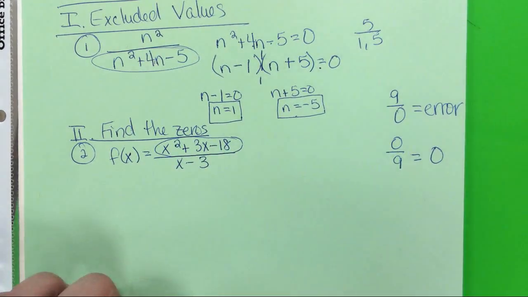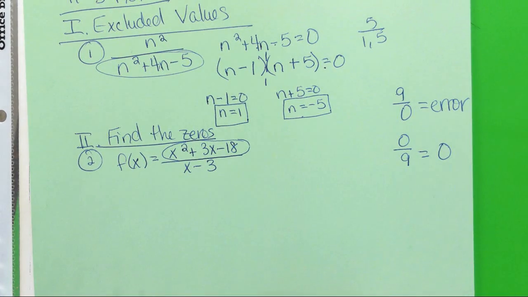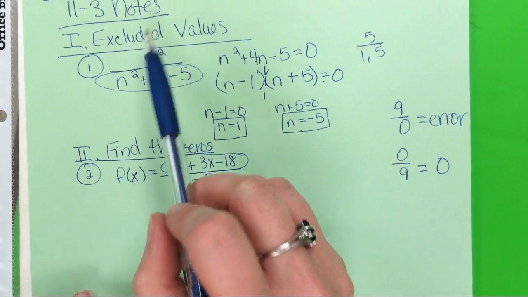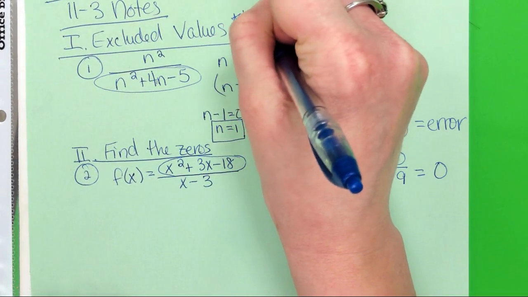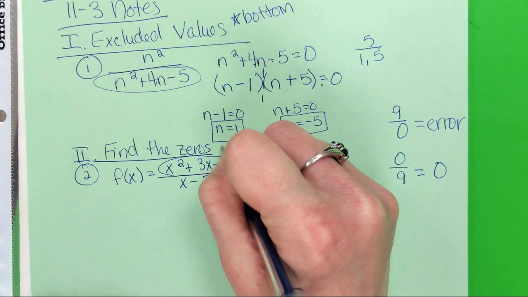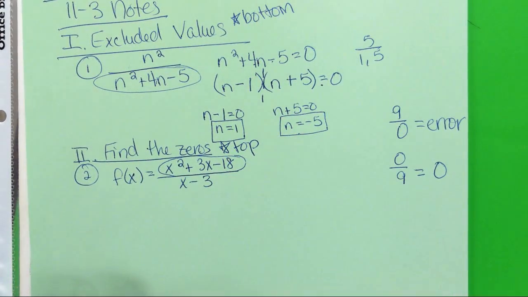Okay, same exact thing, but y'all get confused on which one's which. So make sure you understand. If you need a minute, write this note. Excluded values is the bottom. Finding the zeros is the top.